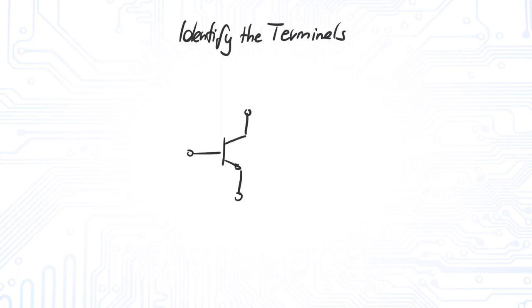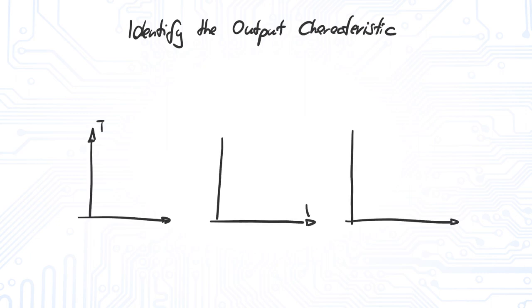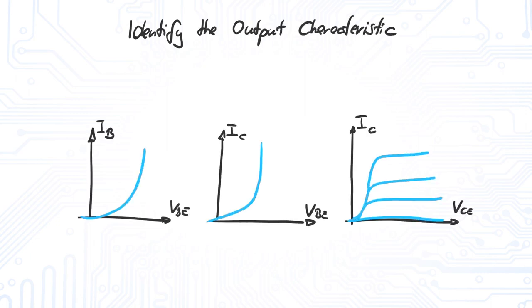Now, as a short recap, I would like to ask you to identify the different terminals of a bipolar junction transistor. Next, please label the different electrical quantities we used for our transistor. And finally, please identify the output characteristic of a bipolar junction transistor.